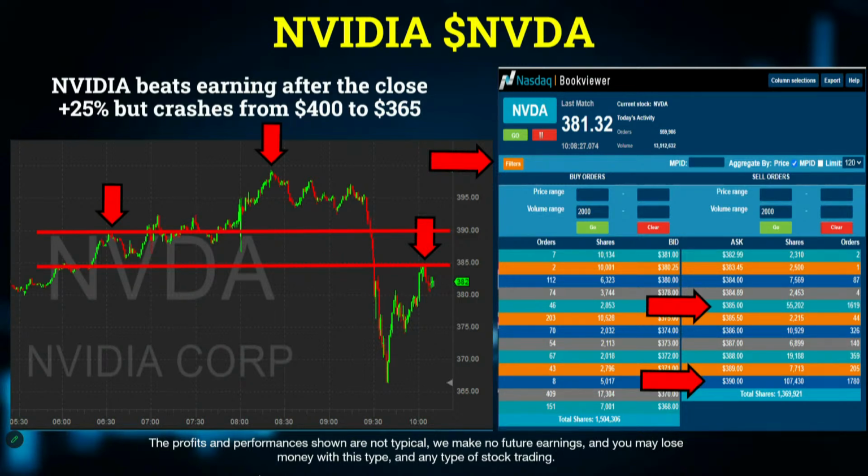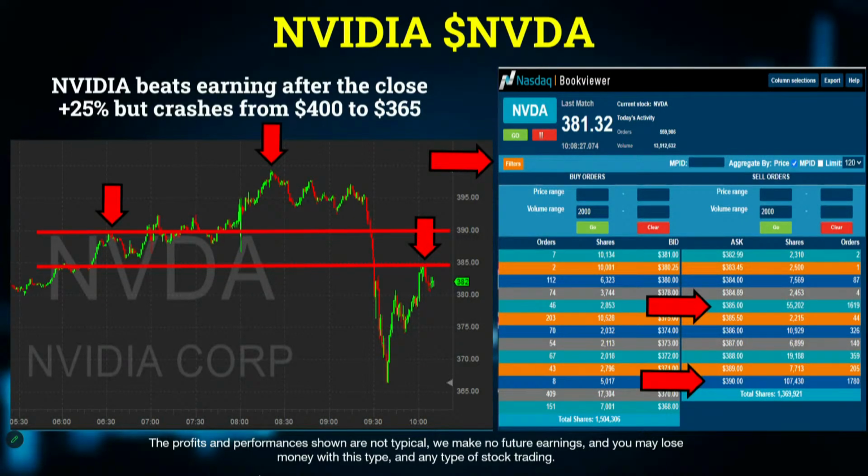So I was so excited I had to show it to you, because what was nice about this stock right here is that there was a major resistance level around 400. I was a little too late to get a screenshot on the BookViewer, but there actually was a 300,000 share seller at 400. Now, if you do the math, that's over about $120 million worth of stock out there.